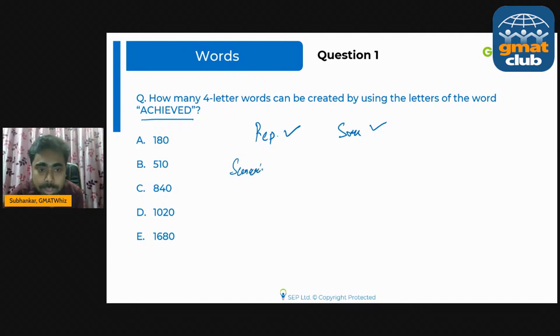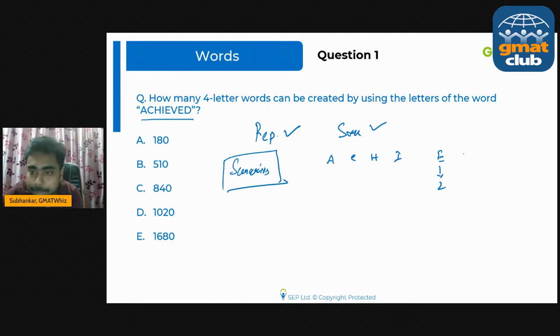And now I'm going to tell you how I find out those scenarios. Okay, now let's get into the scenario. What do I mean by the scenario? Think about it. If I have the letters A, C, H, I, then I have E, which, like I told you, is two E's. And what else is there? V and D. Now there could be numbers where I can get all the letters distinct, or I can get 4-letter words where there is a repetition present.